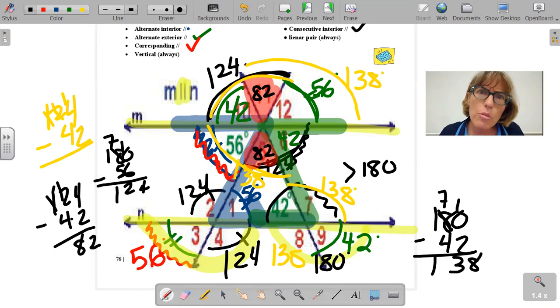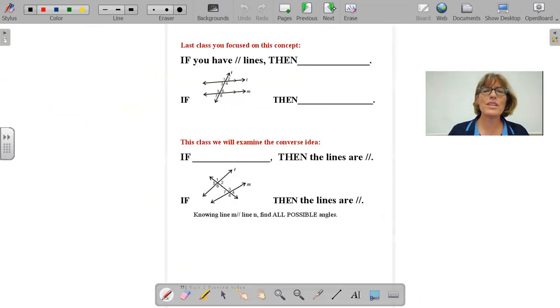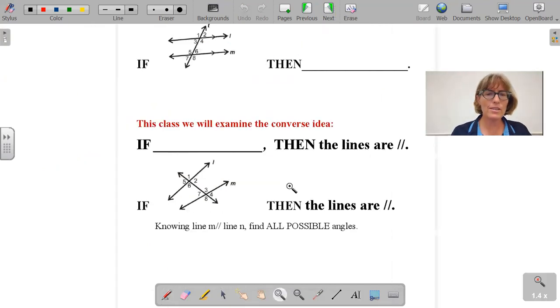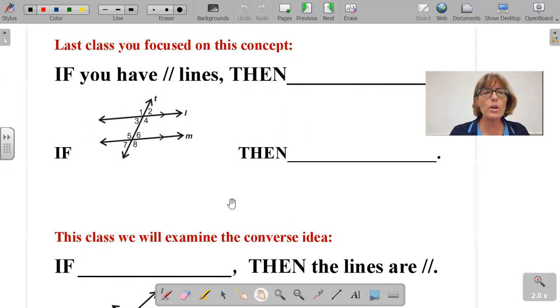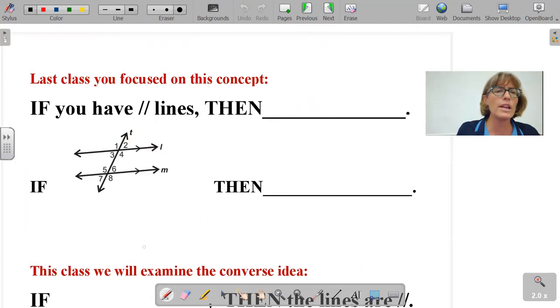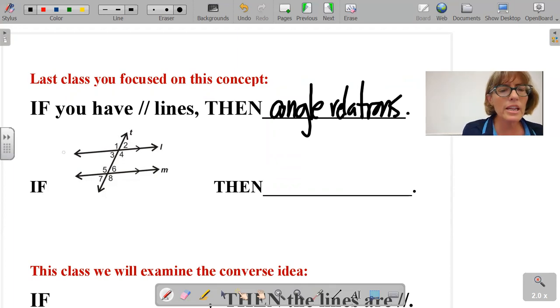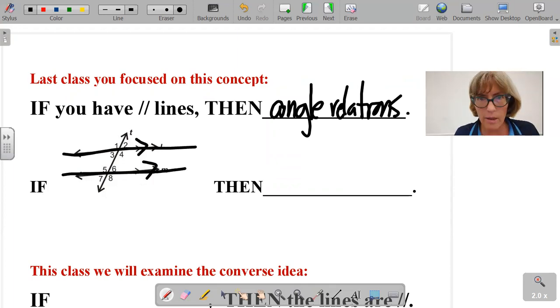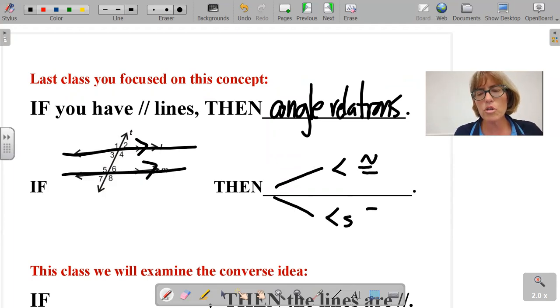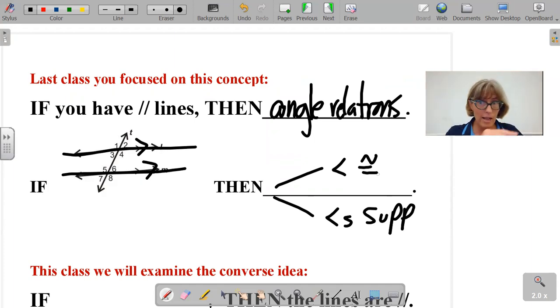Question is, how do you know they're parallel? This is why it's called proving parallel lines. So last class, we said this. If you have parallel lines, then you have all kinds of certain angle relationships. Another way of saying it, if you have parallel lines, automatically you have a bunch of angles which are either congruent or angles which are supplementary. That's last class. If parallel lines, then angles.